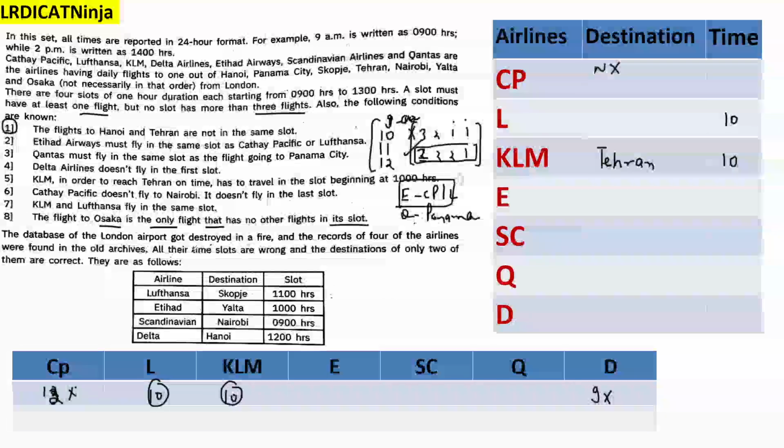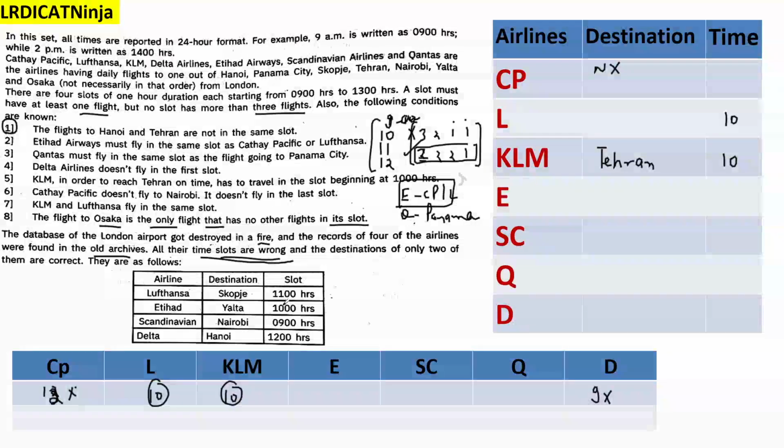The database of the London airport got destroyed in the fire, and the records of four of the airlines were found in the old archives. All their time slots are wrong. Now look at this line. So we get to know that Lufthansa is not flying in the 11 a.m. slot, which we already know, because it is flying at the 10 a.m. slot. So this is not useful information.